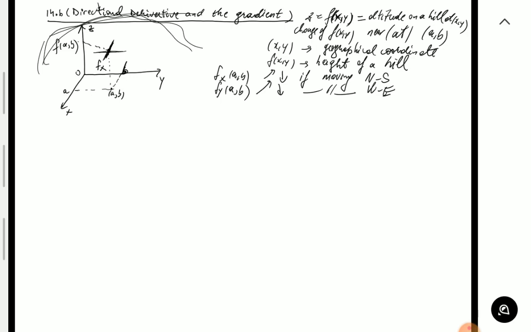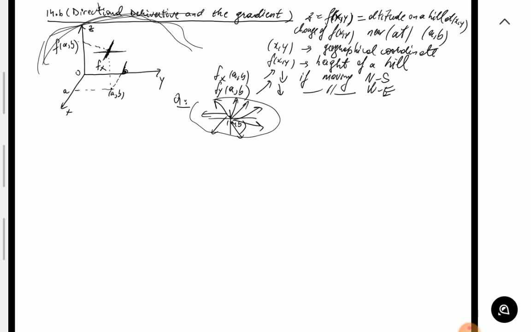I hope you guys see where I go with this, right? Obviously, when we move on a hill, we don't have to move just north-south. So if I look at the domain here and I'm at the geographical location (a, b), I can move north-south, I can move east-west, but really I can move in any direction around that point.